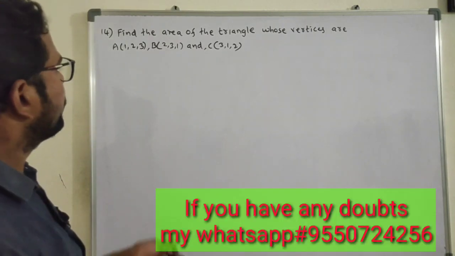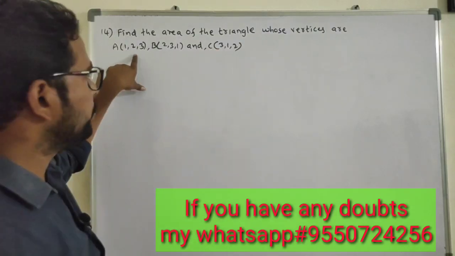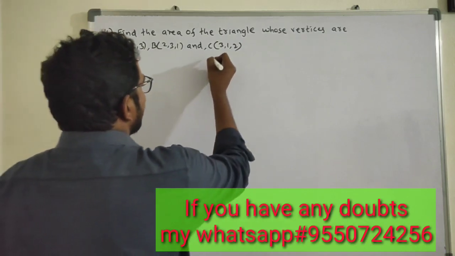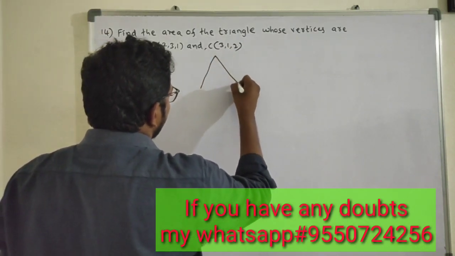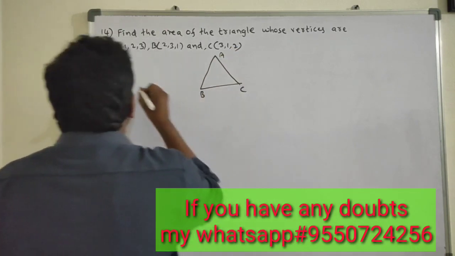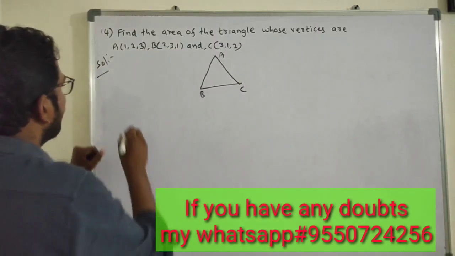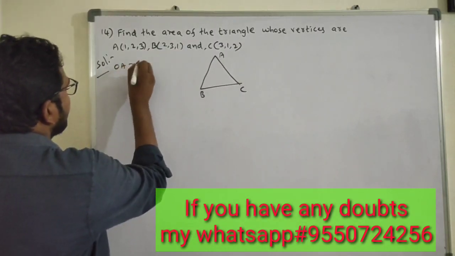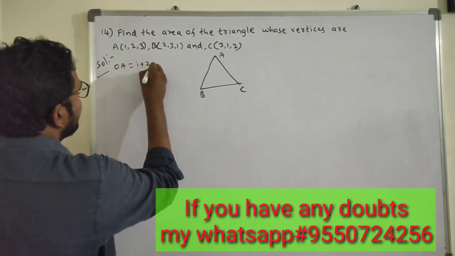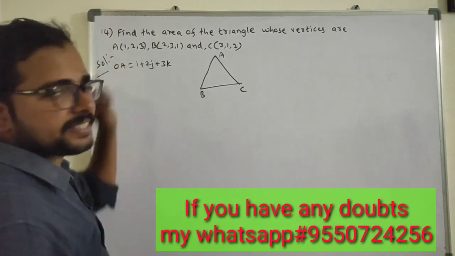Now 14th question. Find the area of the triangle whose vertices are A(1, 2, 3), B(2, 3, 1) and C(3, 1, 2). So given the vertices of a triangle, take these as vertices A, B and C. First write the position vector of A, that is OA. OA is equal to 1i plus 2j plus 3k. OA is equal to i plus 2j plus 3k.